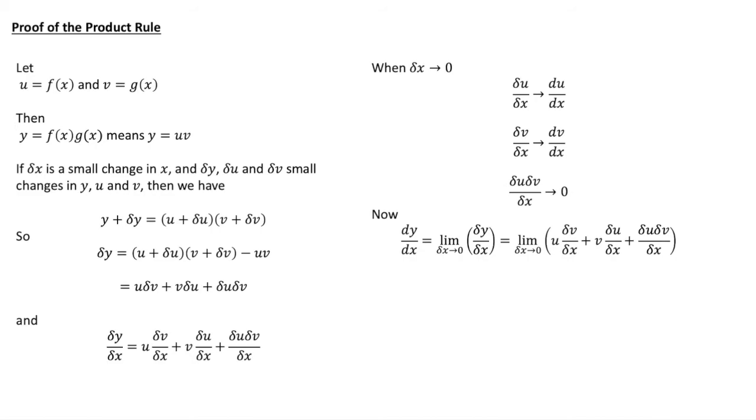Now we know that dy by dx is the limit as delta x tends to 0 of delta y over delta x, which we learnt in AS level when we were doing differentiation from first principles. And thinking of the bottom line on the opposite column, that tells us that that is equal to the limit as delta x tends to 0 of the right hand side of that, which is our u delta v over delta x plus v delta u over delta x plus delta u delta v over delta x.